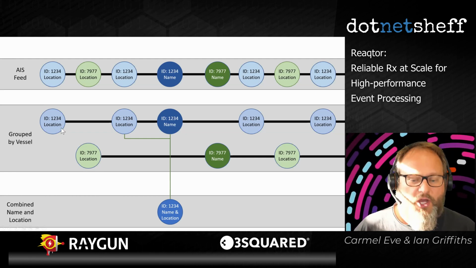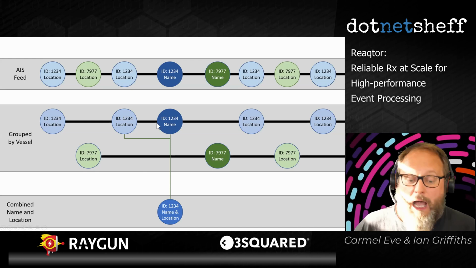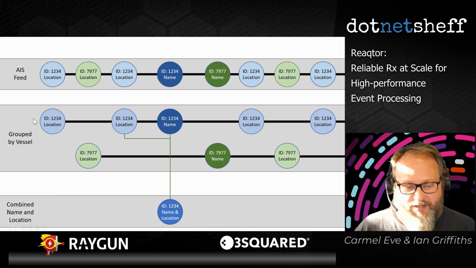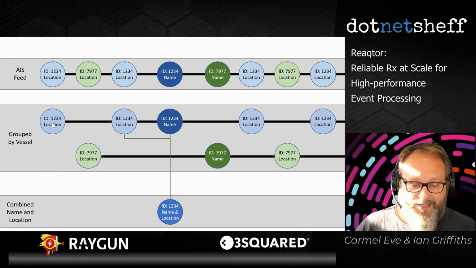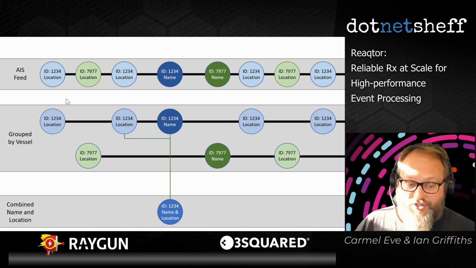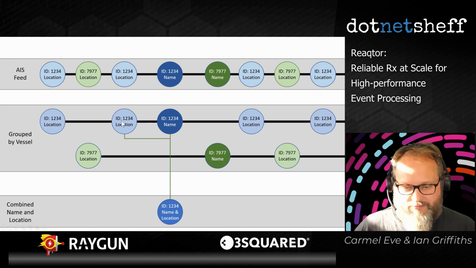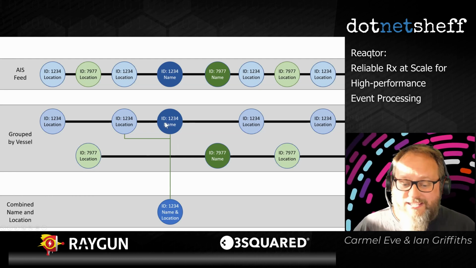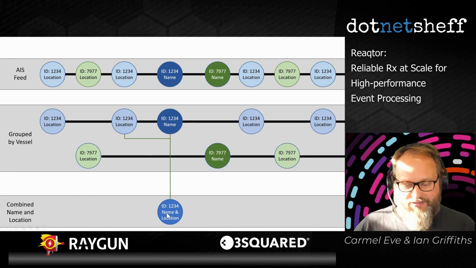So when we split the group up into location and name messages and then combine those with CombineLatest, here's what happens. When the first location report comes along, nothing happens because we've only got the location. We don't have the name yet, so CombineLatest actually can't produce anything. Same happens when the second location report in this example comes along. But then we get the name for the vessel, and now we've got both pieces of information. And so it can emit the combined name and location.